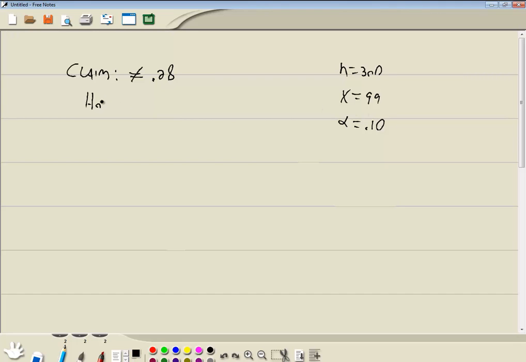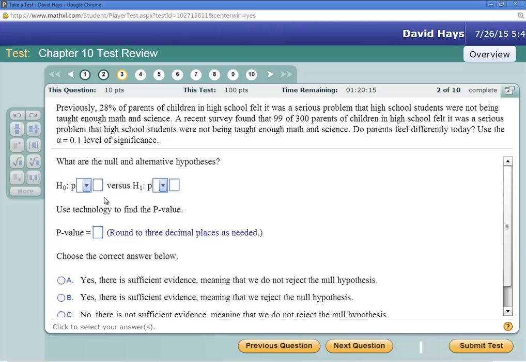So our H naught and H1, this is p, and not equal to goes here, and equal to would go right there. So H naught is p equal to 0.28, and H1 is p not equal to 0.28.